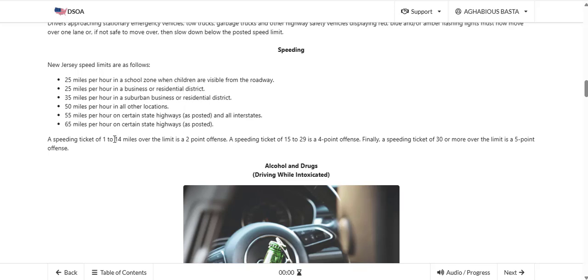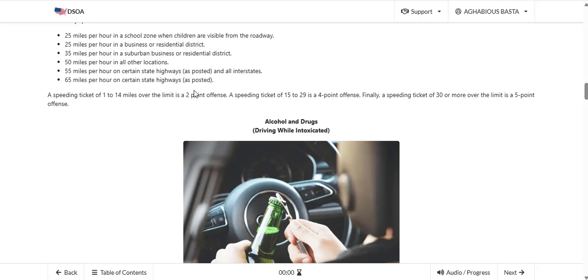A speeding ticket of 1 to 14 miles over the limit is a 2-point offense. A speeding ticket of 15 to 29 is a 4-point offense. Finally, a speeding ticket of 30 or more over the limit is a 5-point offense.